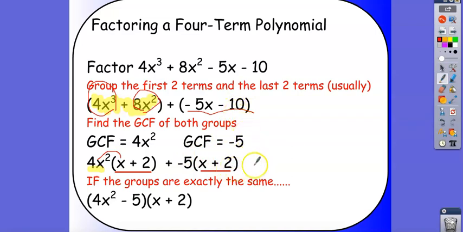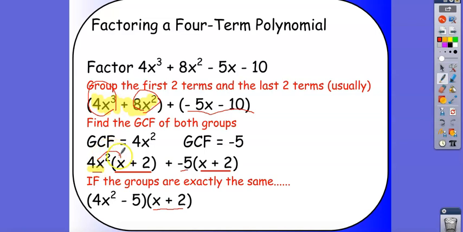Now notice down here, these are underlined. You can only do this if the things in parentheses are exactly the same. If they're exactly the same, then you can come down here and say 4x squared minus 5 times x plus 2. Those are equivalent.